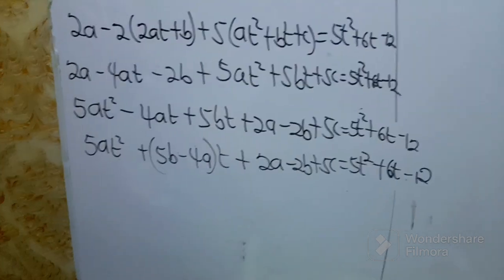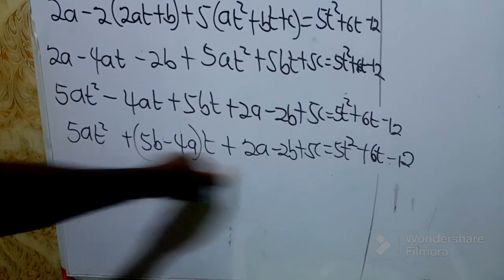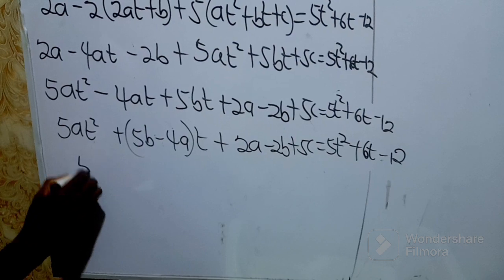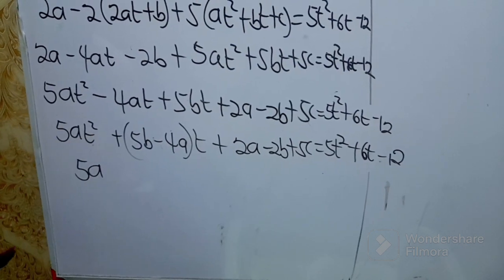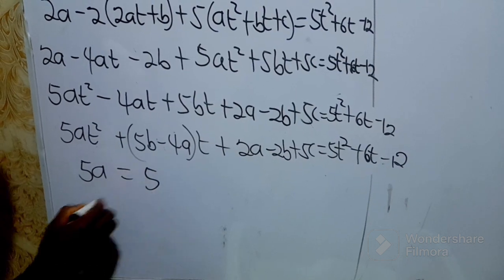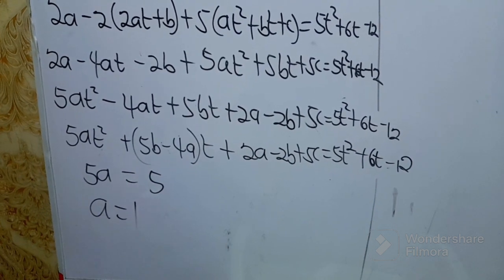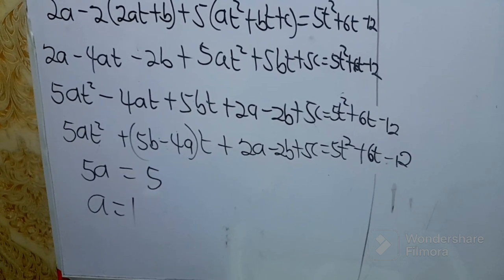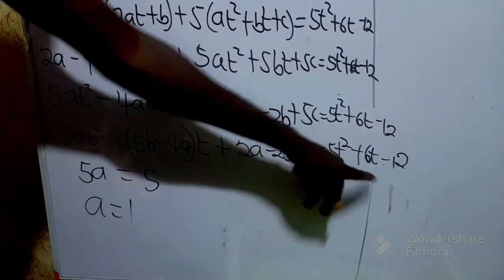So now we compare. You see that this is equal to that. So we can say the coefficient of the squared term here will be equal to the coefficient there. That's 5. So our a will be 1 when we divide both sides by 5. Then this will also be equal to 6.